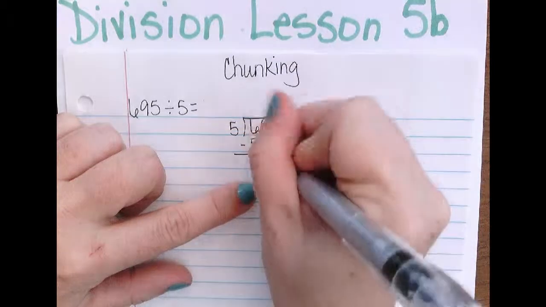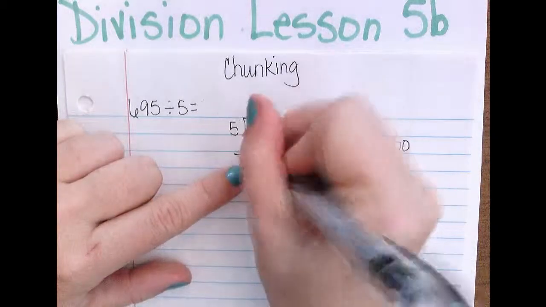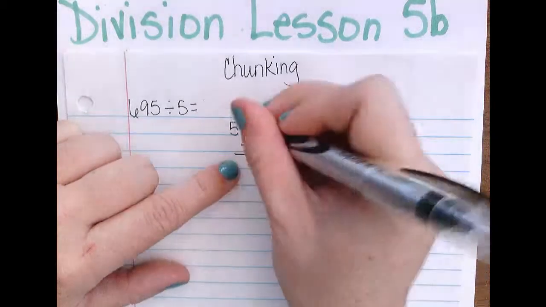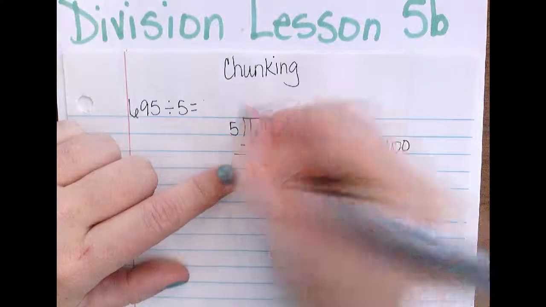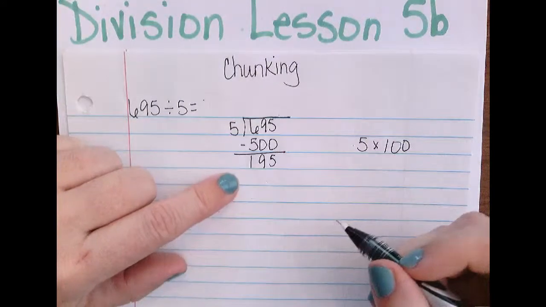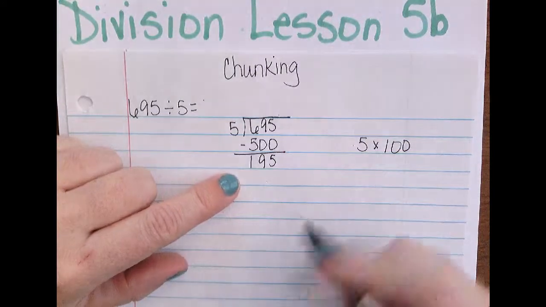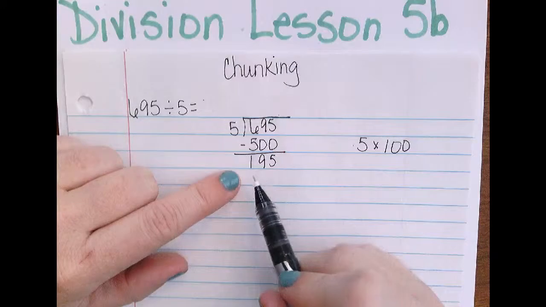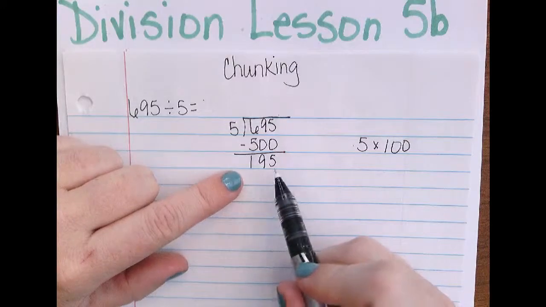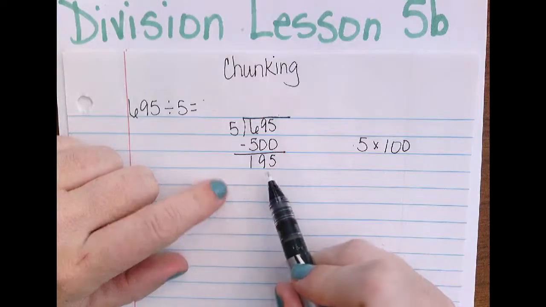5 minus 0 is 5. 9 minus 0 is 9. 6 minus 5 is 1. Well, that took off a whole bunch of work. So now I'm going to look at 195. All right, so 195.